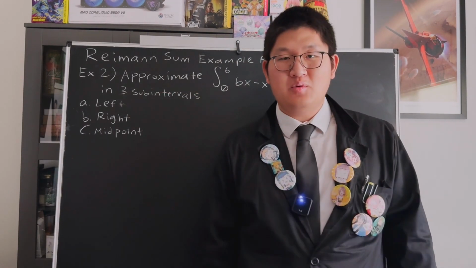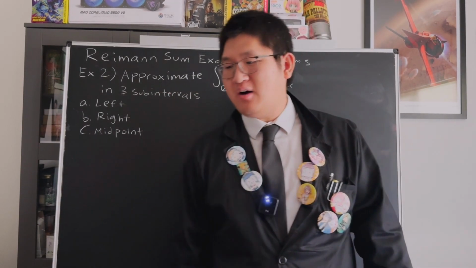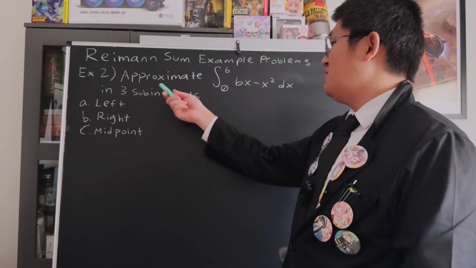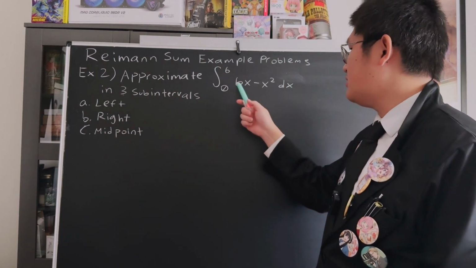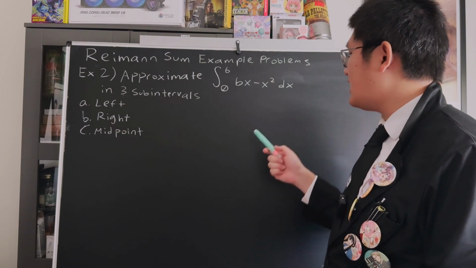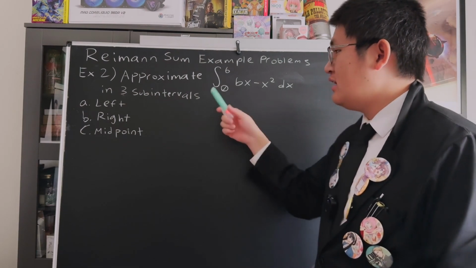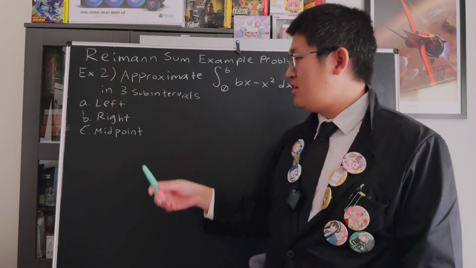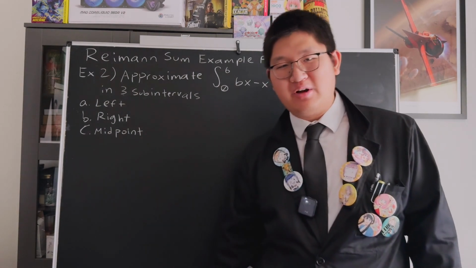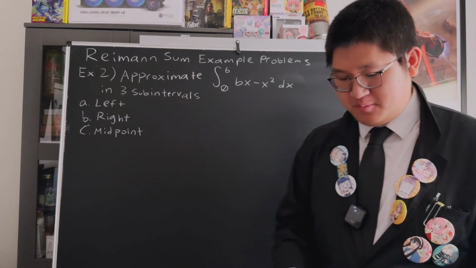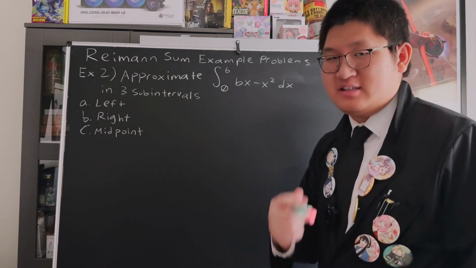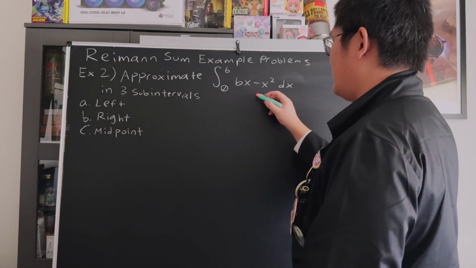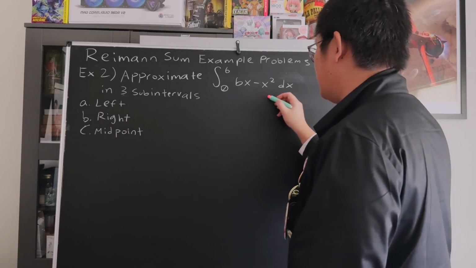All right, with the last one over here, we've got one more problem where we are asked to approximate the definite integral from 0 to 6 of the function 6x minus x squared dx, now in 3 sub-intervals for the left, right, and midpoint approximations. So what I'd like to do right now is to start first with a table of values so we can reference our heights and our bases.